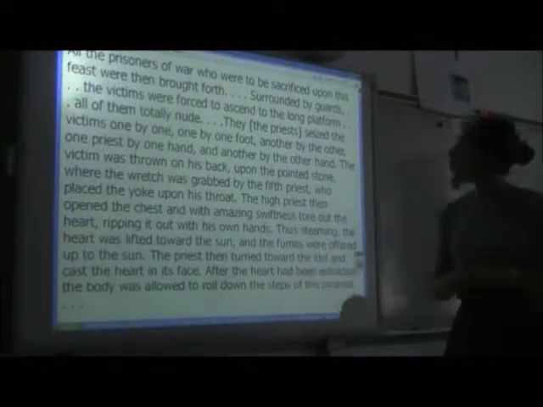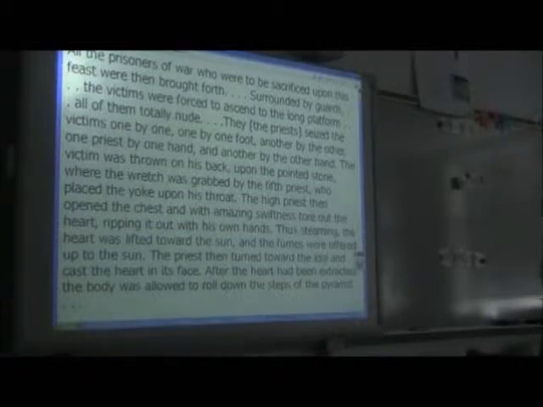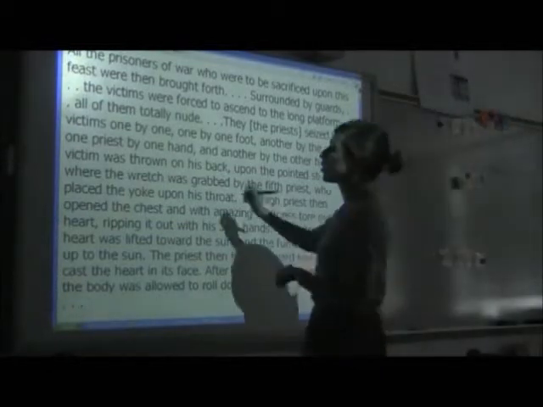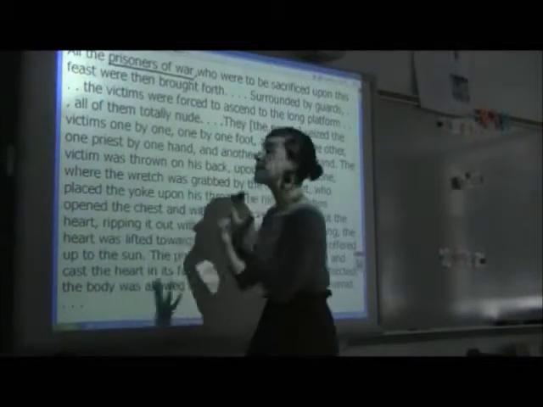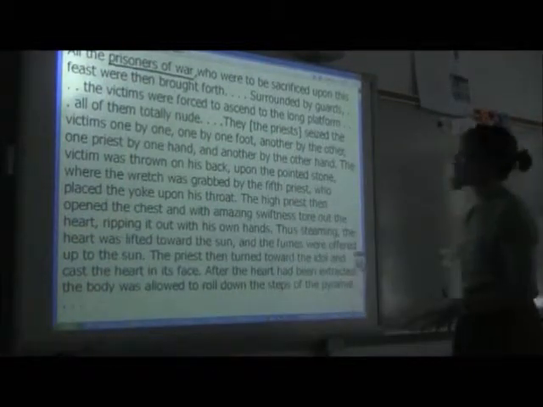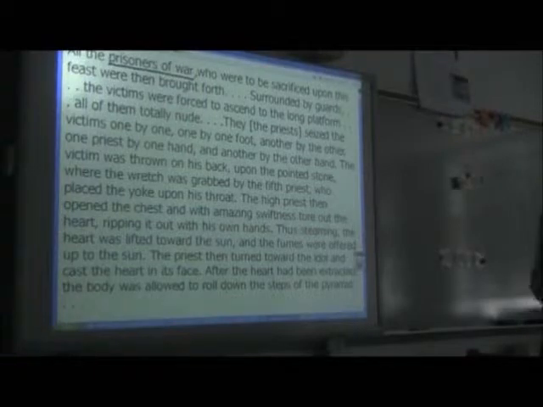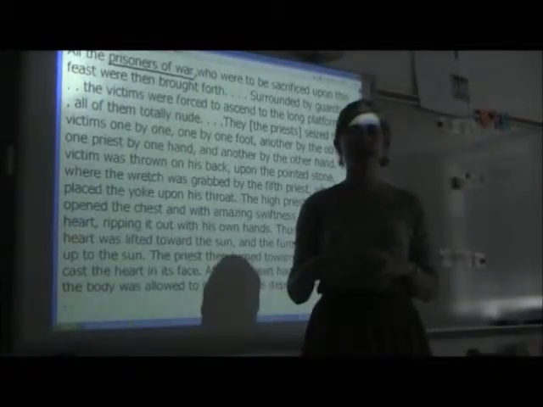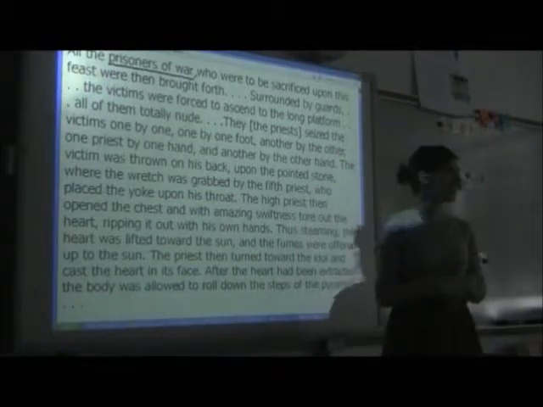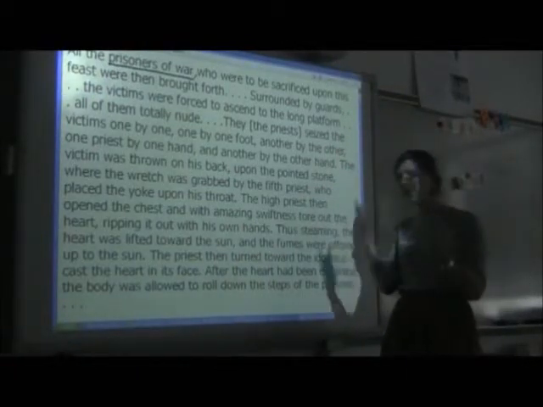All of the prisoners of war who were to be sacrificed upon this feast, okay, so it's telling me the who. Our 5 W's are always helpful, so this gives me the who is being sacrificed. Upon this feast were then brought forth, surrounded by guards. The victims were forced to ascend. I don't really know what ascend means, so I have 2 options here.